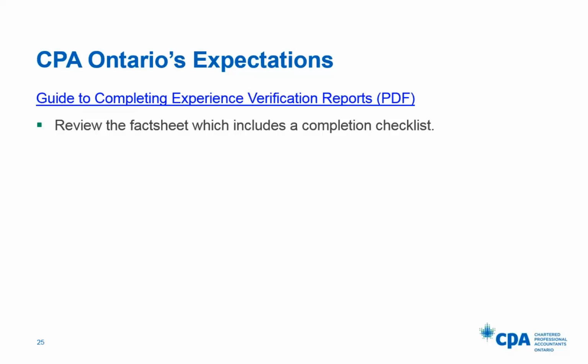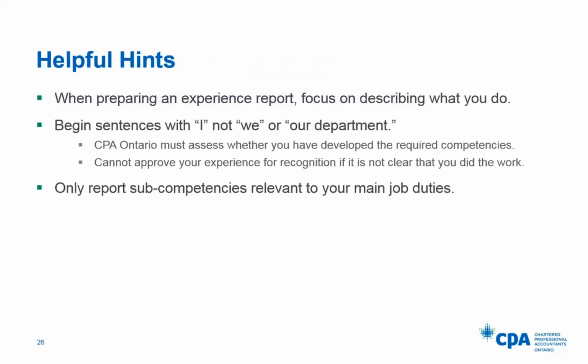Okay, so other things to keep in mind when you're preparing an experience report. Make sure that you are using I statements. We don't want to see any we or our type of statements, because in those cases, we don't know if you actually did it, or which part you did or which part somebody else did. So it's not clear to us if you don't use I statements. Make sure you do in describing what you do, and really reporting to us that you're demonstrating these particular sub-competencies. We need to know that it's you that's demonstrating this, not your department or your team.